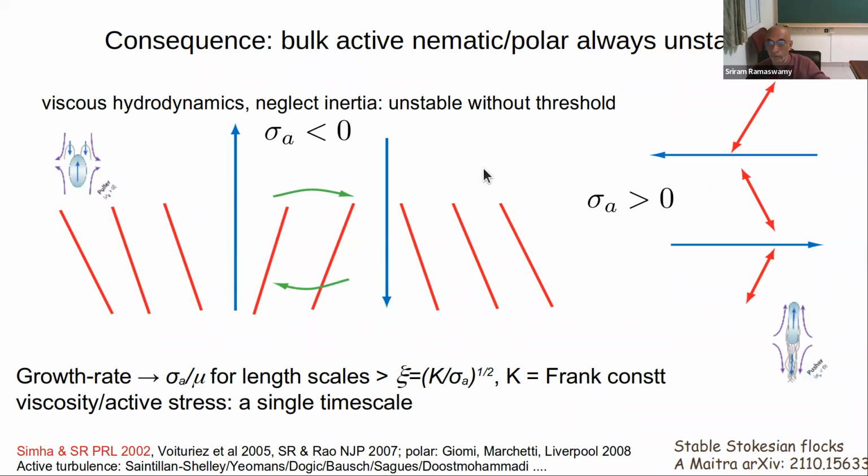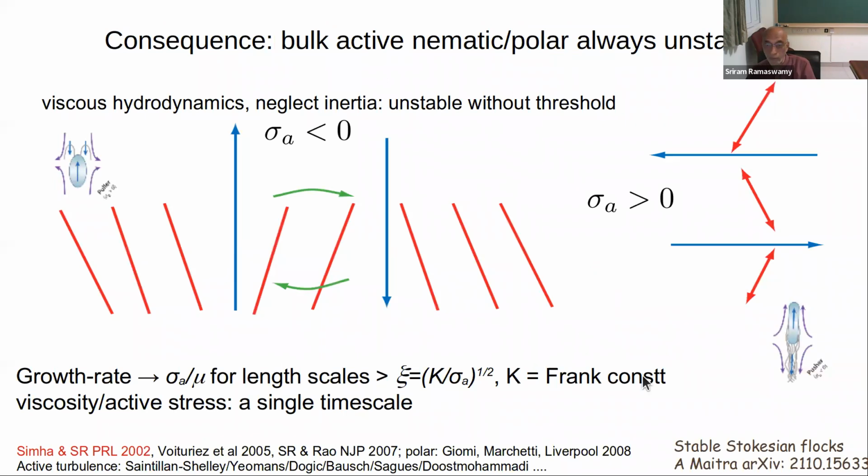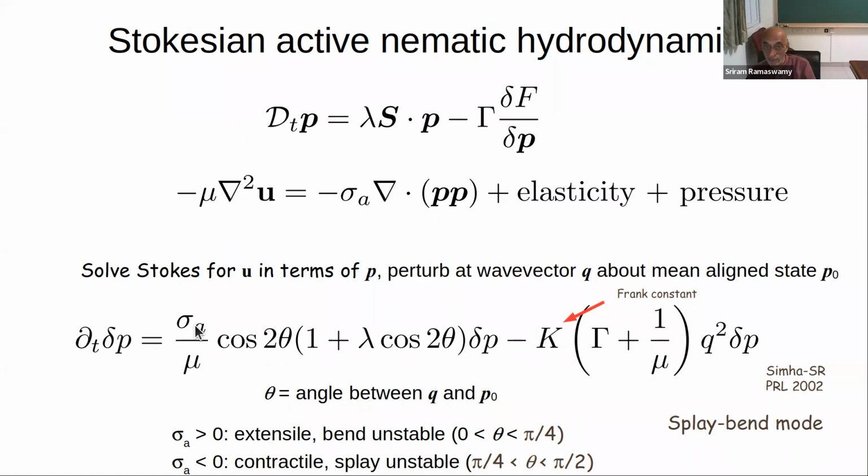That doesn't save you. You can include the elasticity. That will only save you at short length scales. This term is bigger than this term if kq squared is large. This term is bigger than this term if sigma over mu is bigger than kq squared over mu. That is, if sigma is bigger than kq squared.